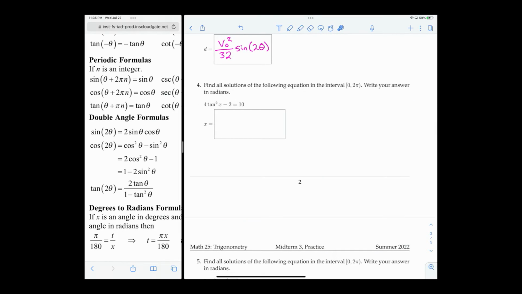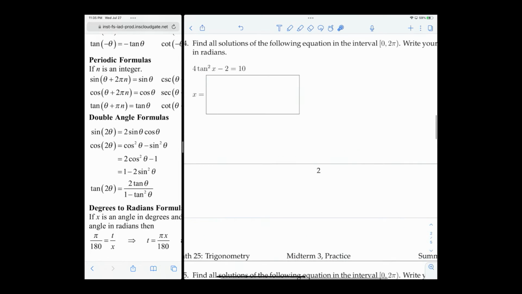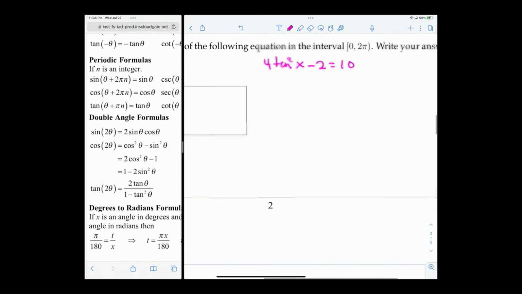All right, next question. Find all solutions of the following equation in the interval 0 to 2 pi. Write your answer in radians. So on one like this, where there's only one trig function, you use a little bit of algebra to isolate the trig function. So 4 tangent squared x minus 2 equals 10. We're trying to get the trig function by itself. So add 2. You get 4 tan squared x equals 12.